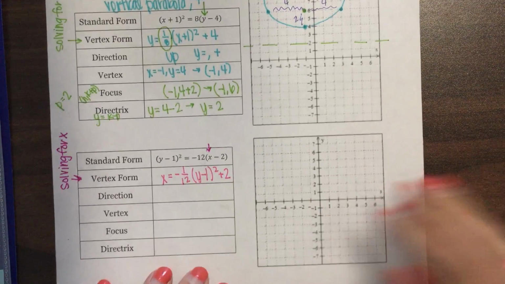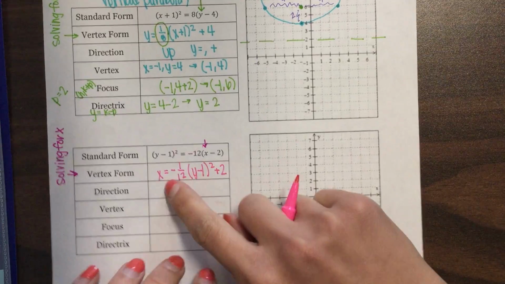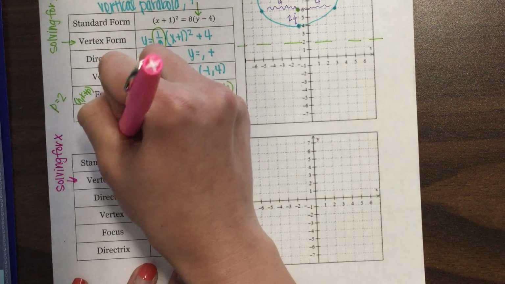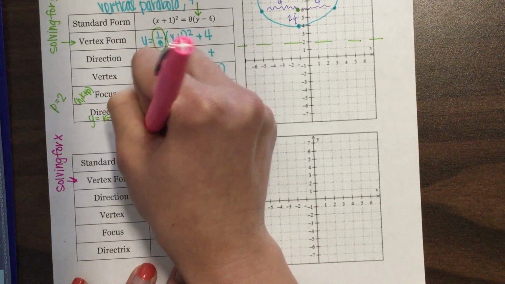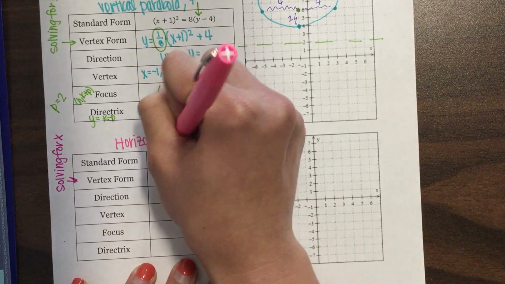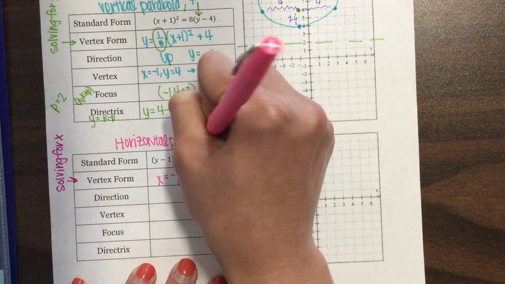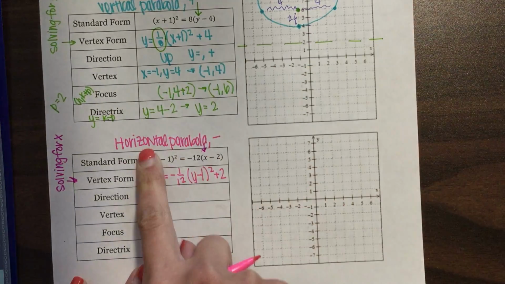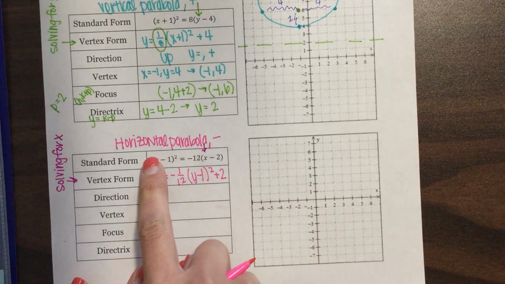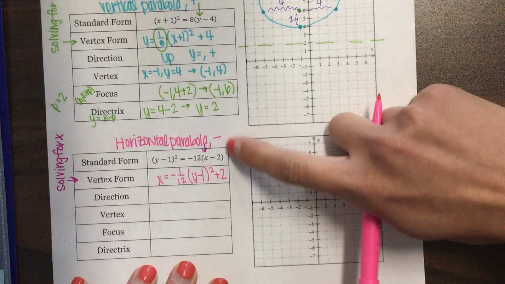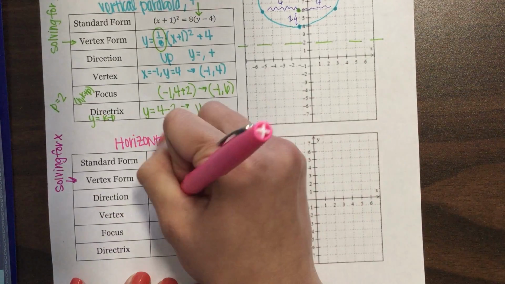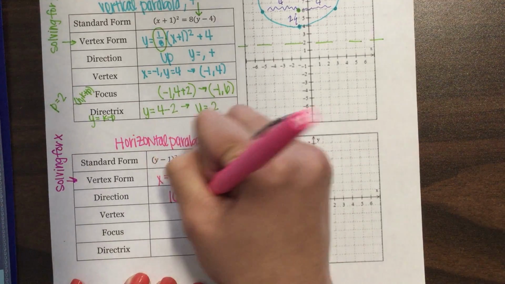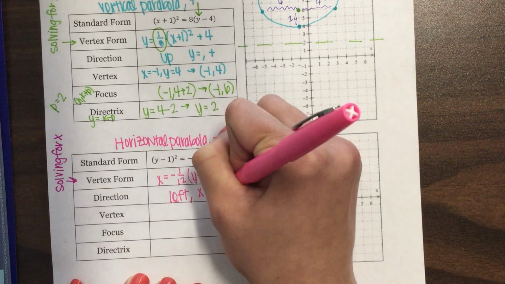Okay, now I need to figure out what direction this is. So this is x equals, which means it's a horizontal parabola. And it's negative. So if it's horizontal and it's negative, horizontal means it goes right or left. The negative means it goes left. So this is going to open left because it's x equals and it's negative.